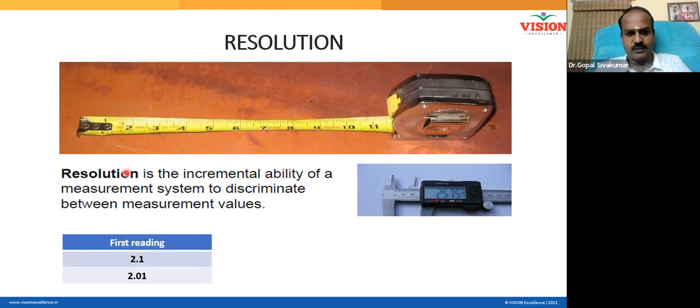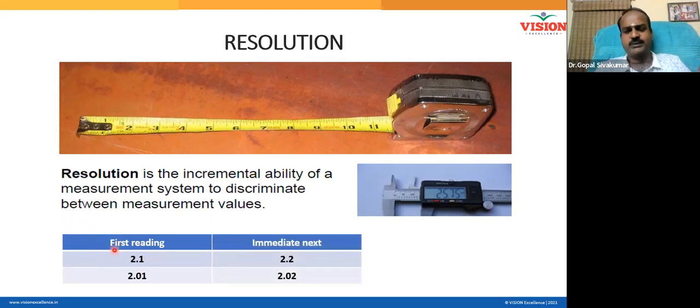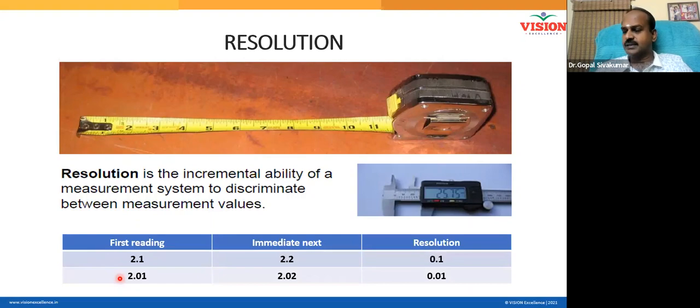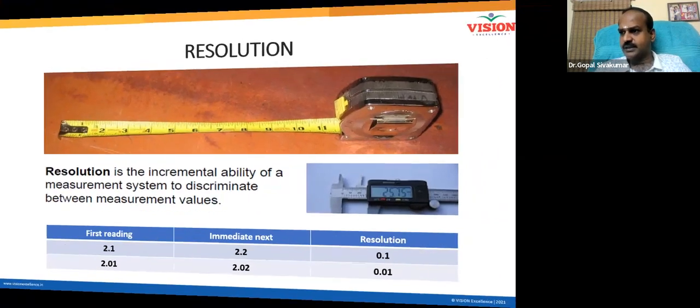As I already explained in the definition, let us say an equipment gives a reading like this, 2.1, and the second reading is 2.2. That means what is the resolution of the equipment in the first row? It's 0.1. When you consider the second row, the first reading is, let us say, 2.01. The immediate next reading is 2.02. Now the least count is how much? 0.01. Something similar to your stopwatch. Right? So very simple.